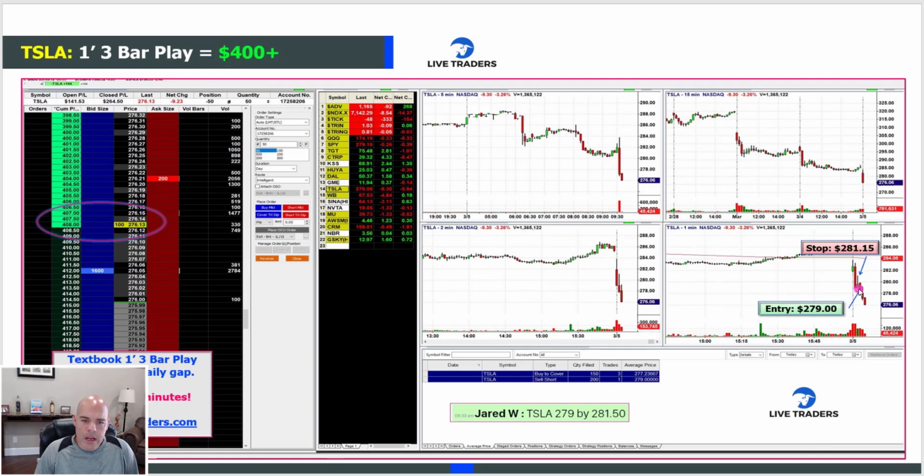We got in at 279. Our stop was 281.15 for me, right above this area. So we're looking at just over a $2 stop loss. There's the trade, 279 by 281.50. Guys, money. We're making $400 or $500 on this thing. Let it drop below 276, money. 1-minute chart, 3-minute trade. This is 9:33. By 9:36, 9:37, done. You could stick around and take more trades.